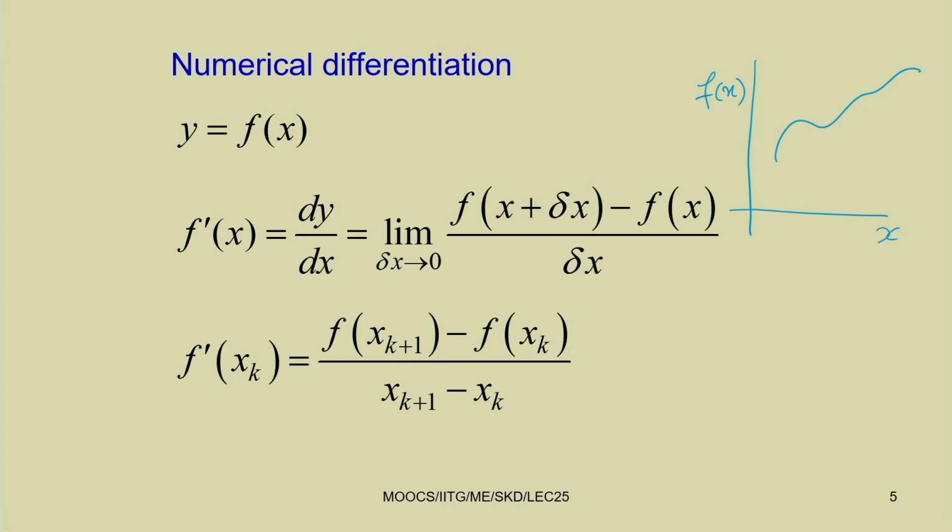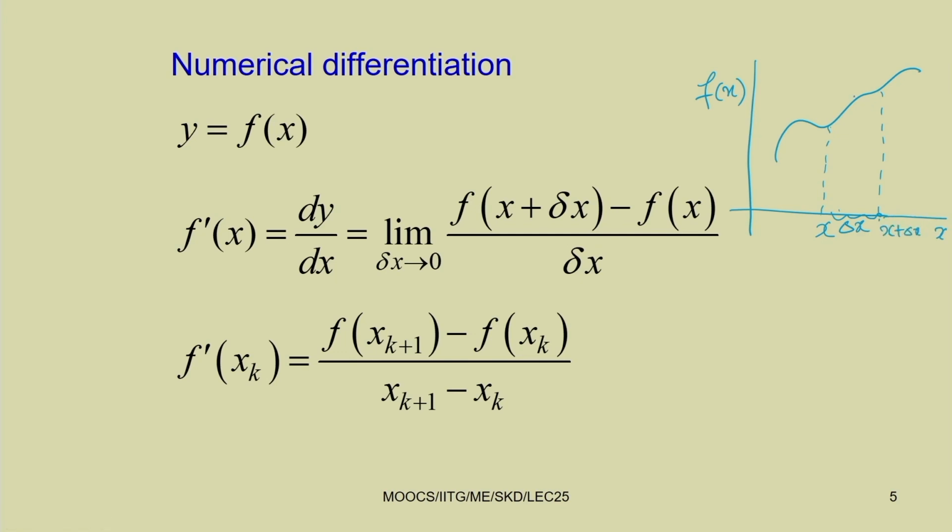So the definition of differentiation, that is f dash x equal to dy by dx, is the limit as delta x tends to 0 of the change over x plus delta x. For example, let us take x at a particular time interval t. Let this be x. Then this is x plus delta x. If we take this interval to be delta x, then this point is x plus delta x.